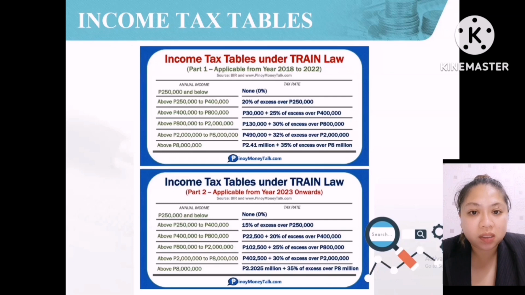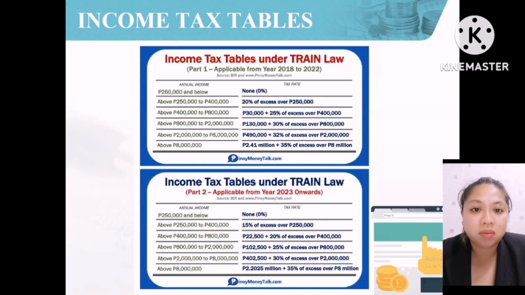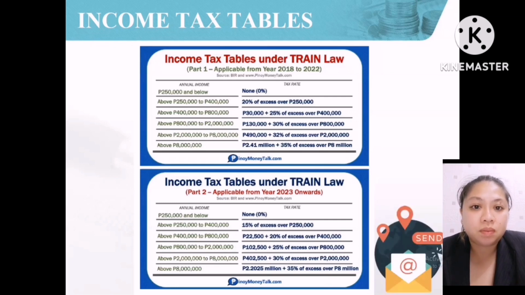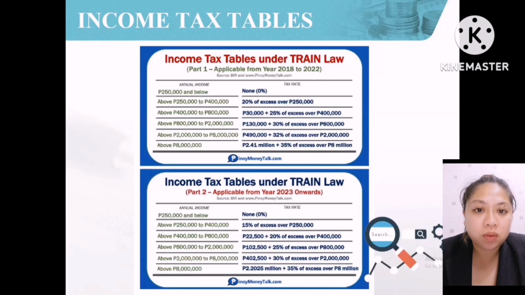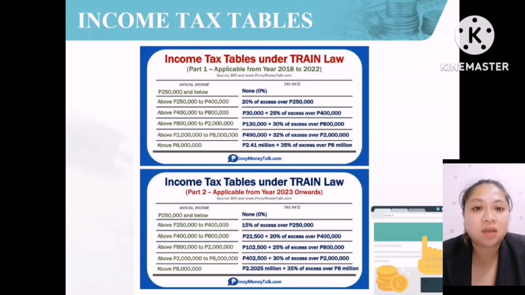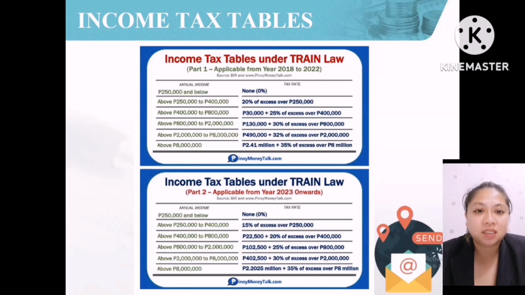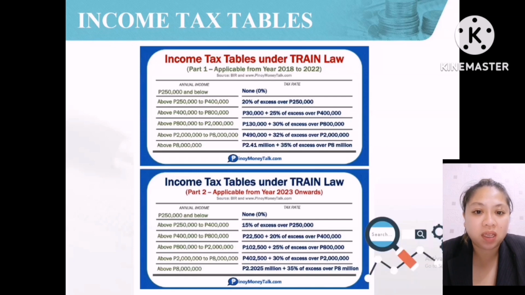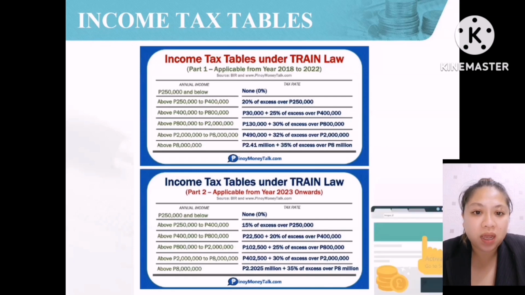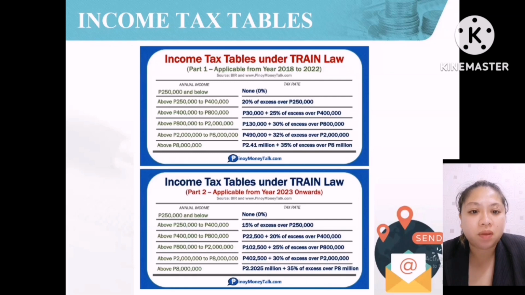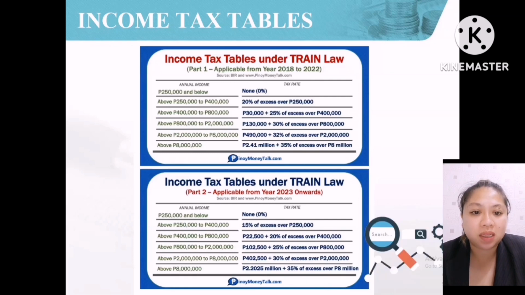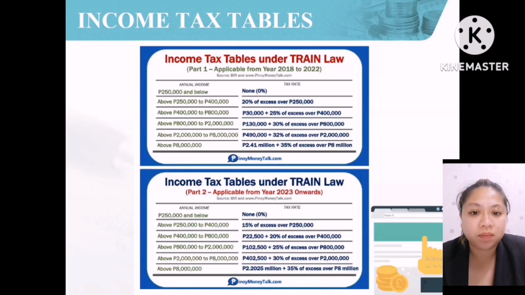The next one is 2 million to 8 million. The tax is 490,000 plus 32% of excess over 2 million on the part 1, and on the part 2 we only have 402,500 plus 30% of excess over 2 million.